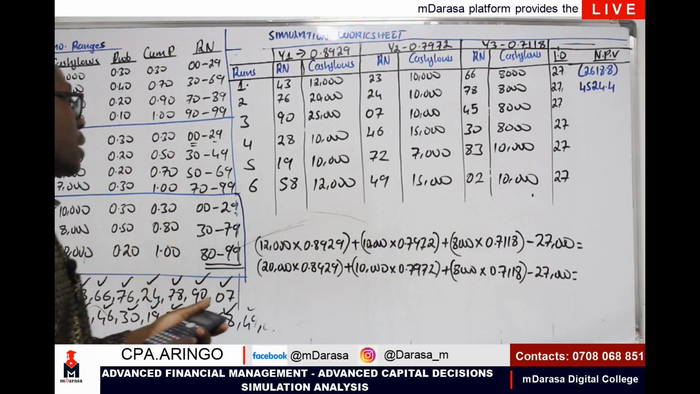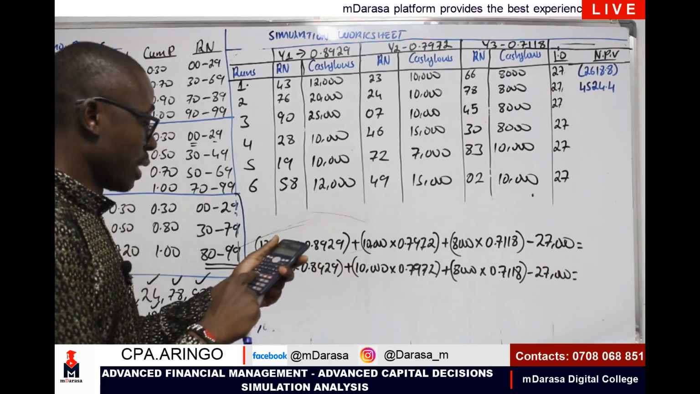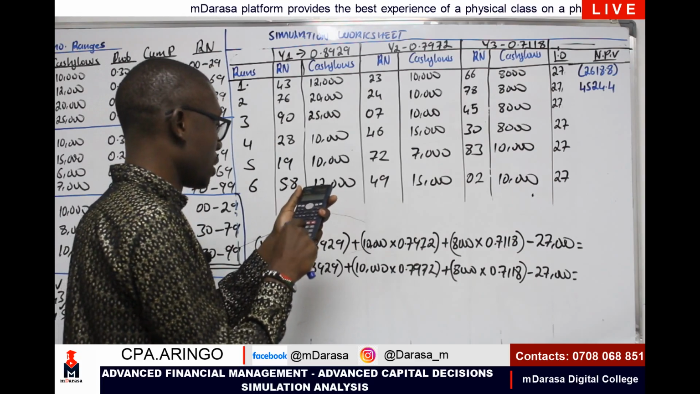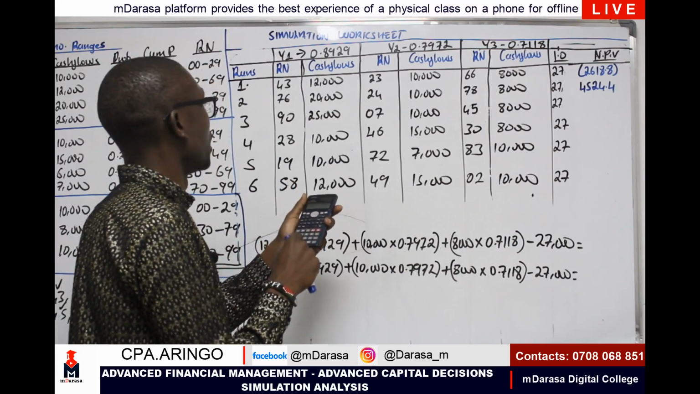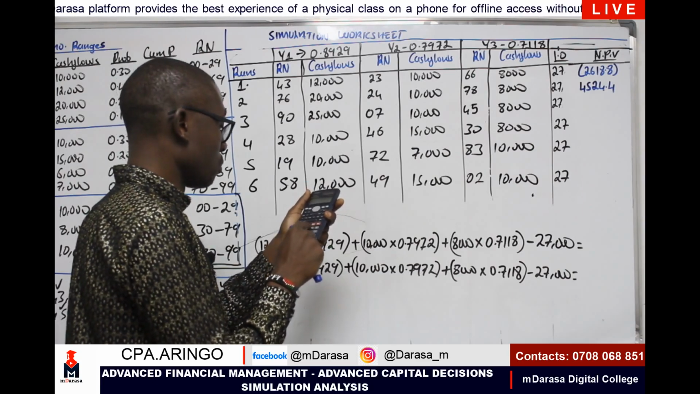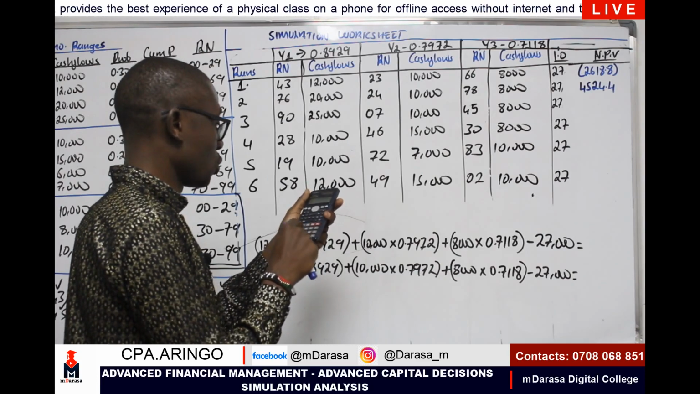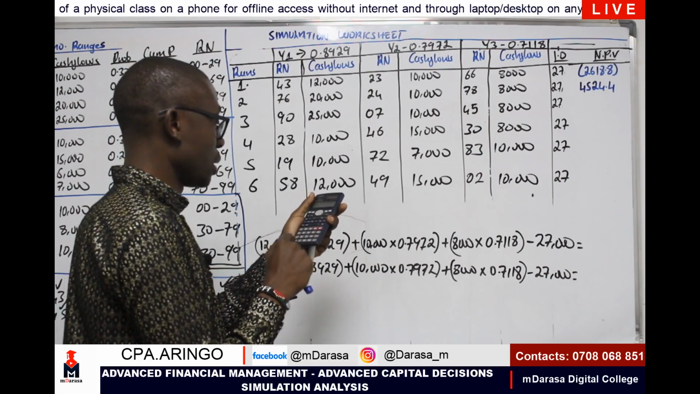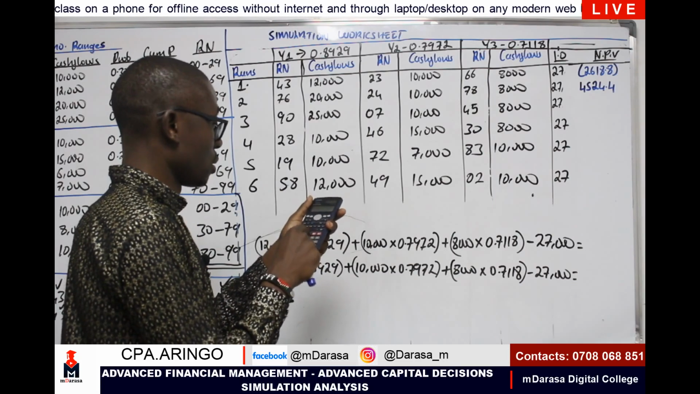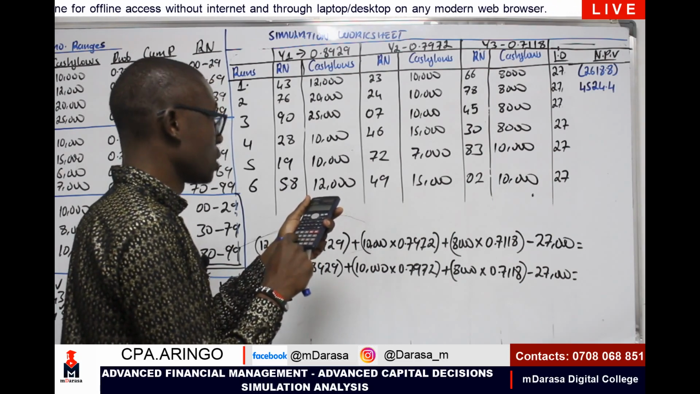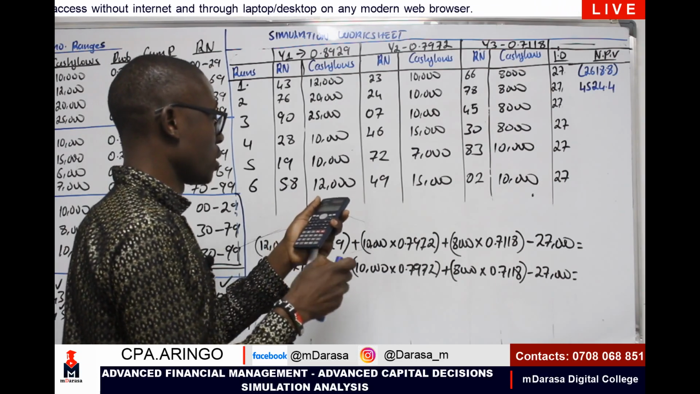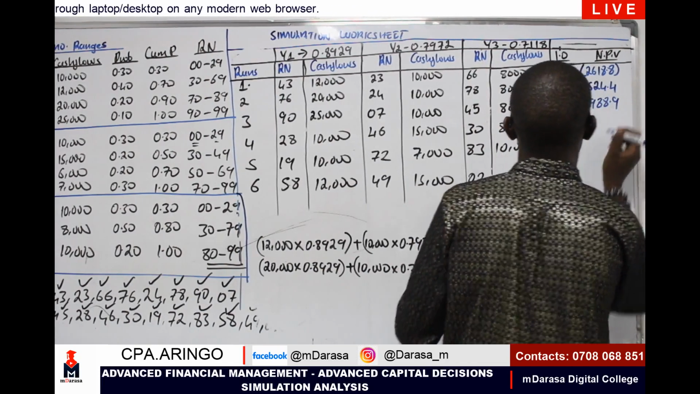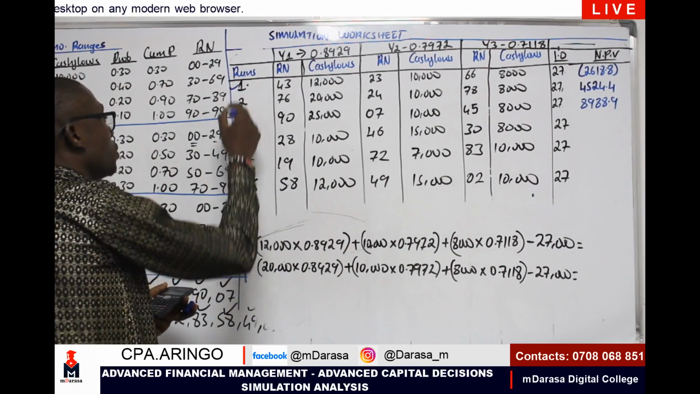The next run, now allow me to do it directly because this is a flow. So I'll be having 25,000 times 0.8929. We add 10,000 by 0.7972. We add 8,000 by 0.7118. So having that case minus 27,000, this will give us 8988.9. So we are done with these three runs.